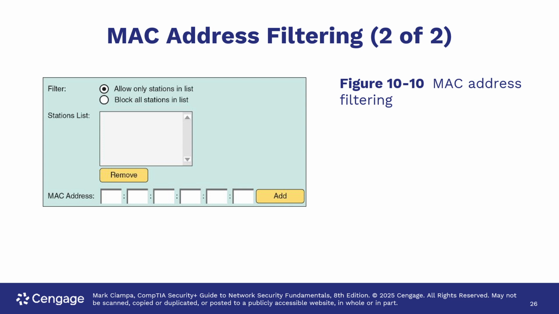So on the setup here, you can see you can allow only stations in this list, so you can filter it so that only those MAC addresses that are allowed will be able to connect. You can add them by typing it in down below and clicking on add, and it'll show up in that stations list.